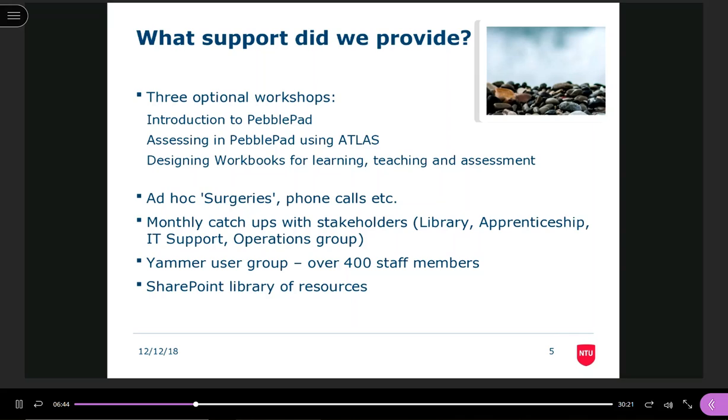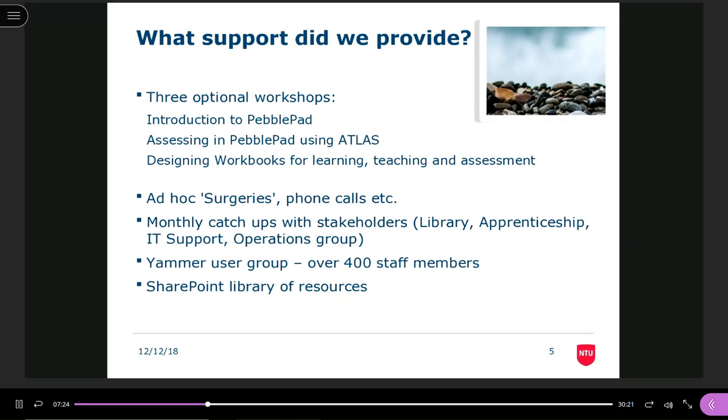As well as those workshops, we've spent a lot of time doing ad hoc surgery appointments, we call them here. So that's our one-to-one session where we're helping an academic colleague do something specific in PebblePad with their workbook. We've had any number of phone calls and Pebble panics coming through, things for us to sort out. A really useful thing we did was to arrange some monthly catch-ups with different stakeholders around the institution. So we have colleagues in the library who support students, the apprenticeship team, because workbooks are being used for that, and IT support as well. So that's been very handy to exchange stories and tips together.